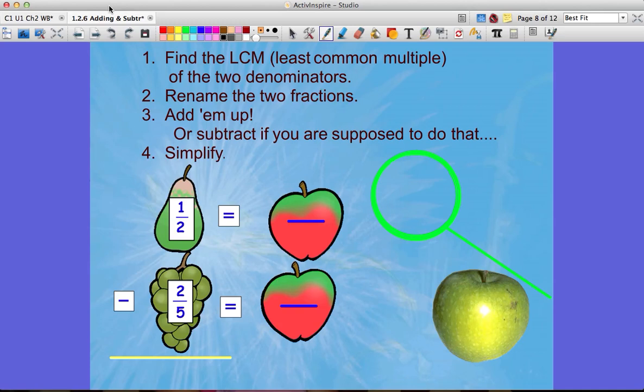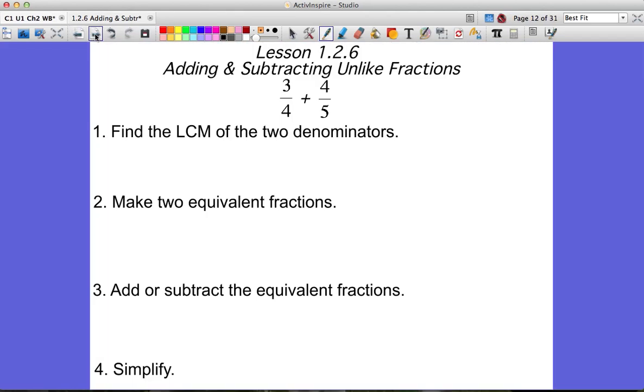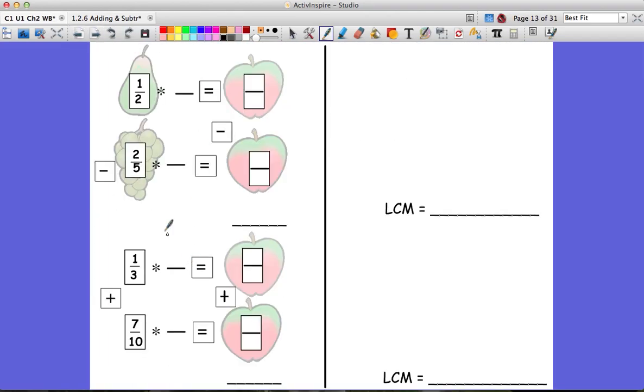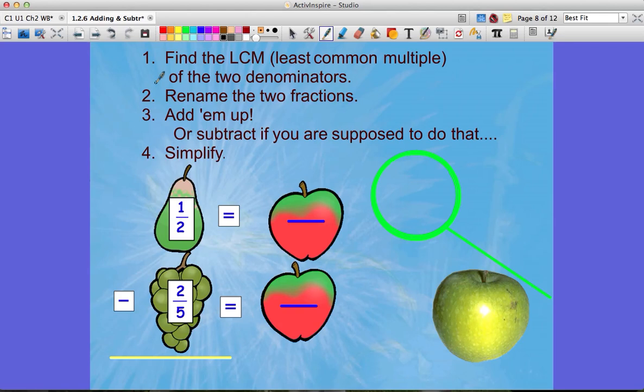Alright, so I'm going to do another example with you. I want you to make sure to write this all into your notes. Okay, you do have this right here. And then I will give you an opportunity to practice on your own, and then you'll be able to come back and check your answers.